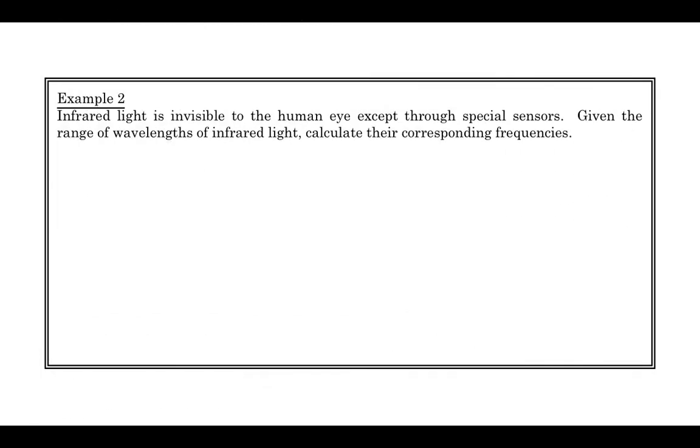All right. Infrared light is invisible to the human eye, except through special sensors. Given the range of wavelength of infrared light, calculate their corresponding frequencies. Now, we can always go into our textbook and look up the different ranges of infrared light. This is all information that's readily available to us. And so let's work with v equals f lambda to try and find some frequencies. So here's the approximate range that we got from the textbook, and this tells us the infrared goes from a wavelength of about 1 times 10 to the minus 3 all the way up to 7 times 10 to the minus 7.